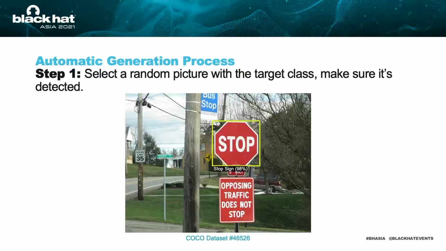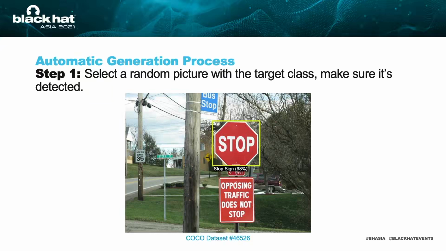So, how do we generate our images? First, we take a random picture of the target class. In this case, it's a stop sign, and we make sure it's detected. So we run a machine vision, computer vision system, and we see what the detection rate is. In this case, the stop sign is detected with a 98% accuracy. We do this step because we want to avoid using images where the detection rate is bad at the beginning, because there's no use in testing any of that.